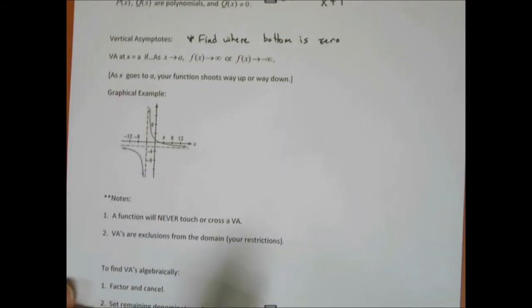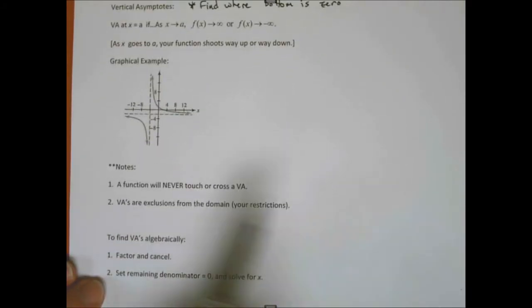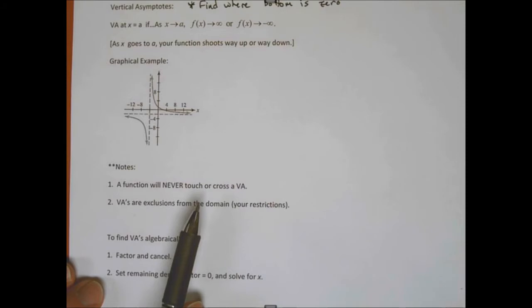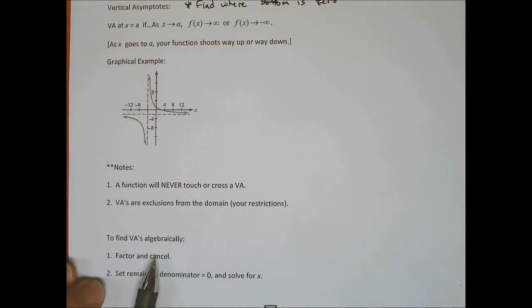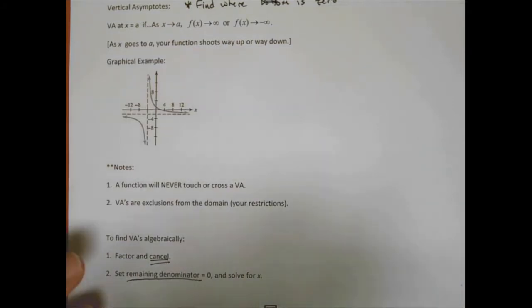A couple notes here: a function will never cross or touch a vertical asymptote, and they're exclusions from the domain. They're your restrictions. Factor and cancel, and then set the remaining denominator equal to 0. So here are the things to keep in mind with vertical asymptotes. We're going to look where the bottom is equal to 0, but make sure you set the remaining denominator equal to 0.